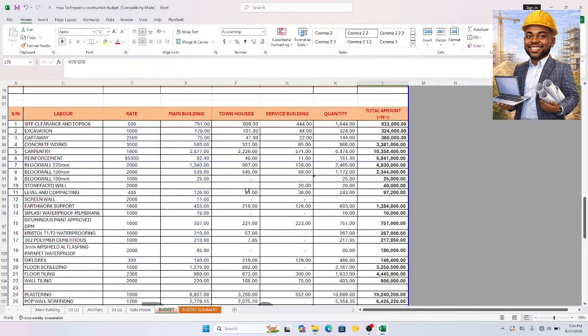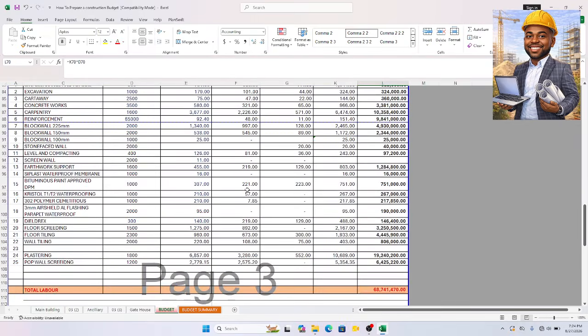Now these are the labor. This is the labor aspect. You need to include every material in your bill of quantity. You must ensure that you don't miss out any single item. No single item must be omitted in the budget.